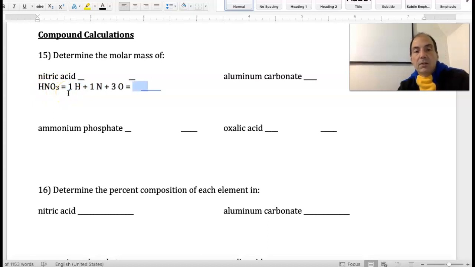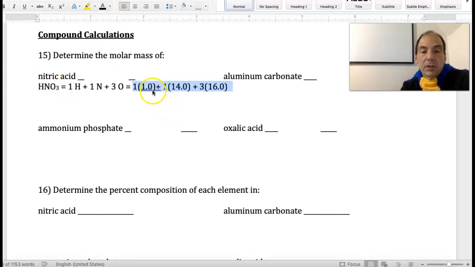Okay, so now I just need to figure out where the end of this is. Actually, that would be the easier way. And say, all right, I go to the periodic table. Hydrogens are 1. 1 times 1 is 1. Nitrogens are 14. 1 times 14 is 14. Oxygens are about 16. 3 times 16 is 48. 48 plus 14 plus 1 gives us 63 grams per mole.